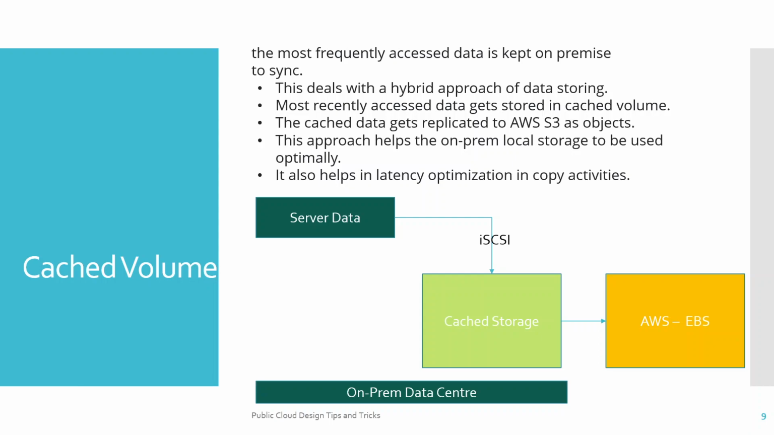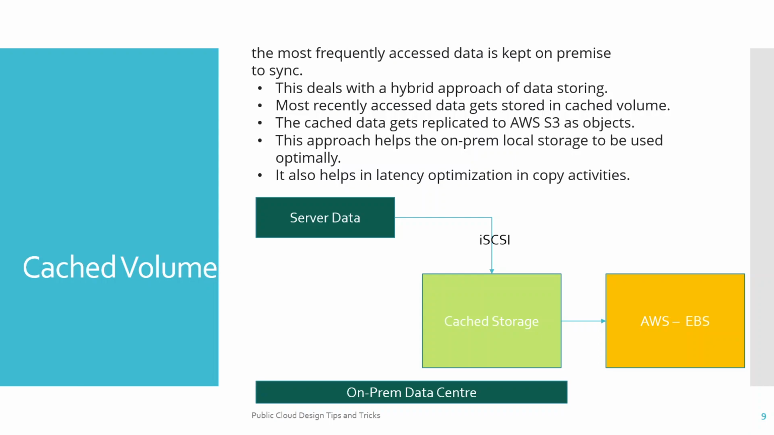Now, what is cached volume? The major difference between the stored volume and cached volume is that in stored volume, the entire set of data gets stored locally and then gets replicated. Whereas the cached volume is a kind of hybrid approach where it first stores the most frequently accessed data, and then it gets replicated continuously into the AWS S3 services, and the other data directly gets replicated into AWS S3 objects, and stays there. So it is more the frequently accessed data that gets replicated more often in this kind of approach.